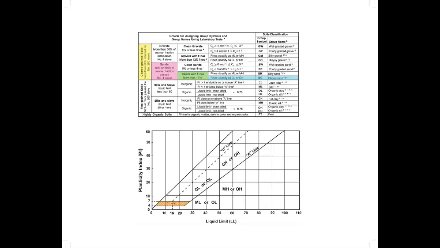Now we shall classify the soil by AASHTO specifications. By AASHTO specifications, we have an A-4 silty soil.